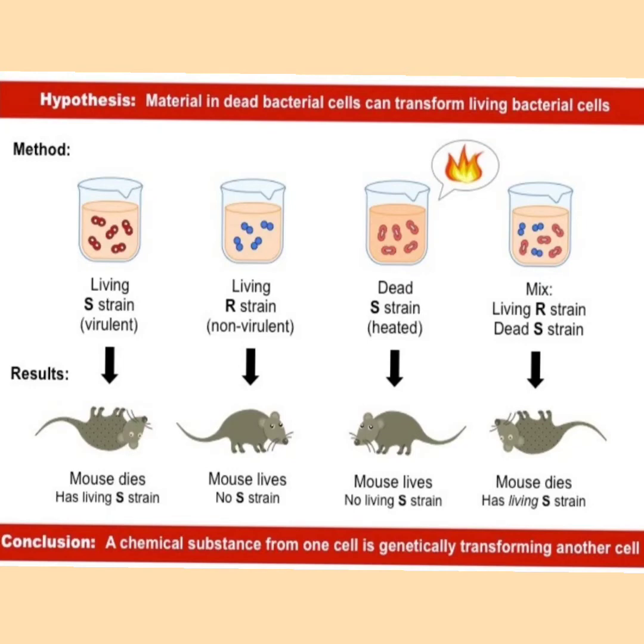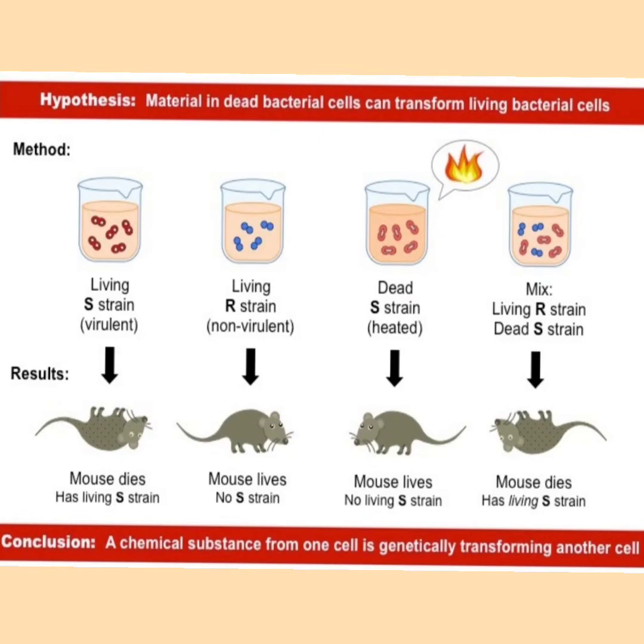A living smooth strain, which was found to be virulent, was injected into a mouse, and the mouse dies, having the S strain. Then a living R strain, a non-virulent strain, R meaning rough strain, was injected into a mouse. The mouse lives and there is no S strain inside the mouse. In another set, the S strain, the smooth virulent strain, is heated and deactivated, made avirulent, and injected into the mouse, and the mouse lives, and there is no living S strain in the mouse.